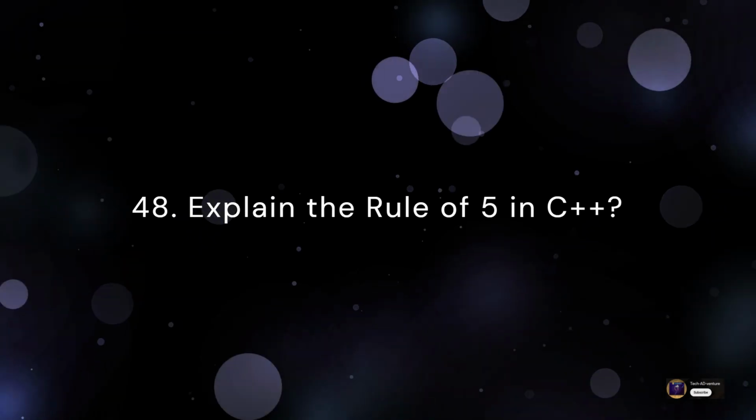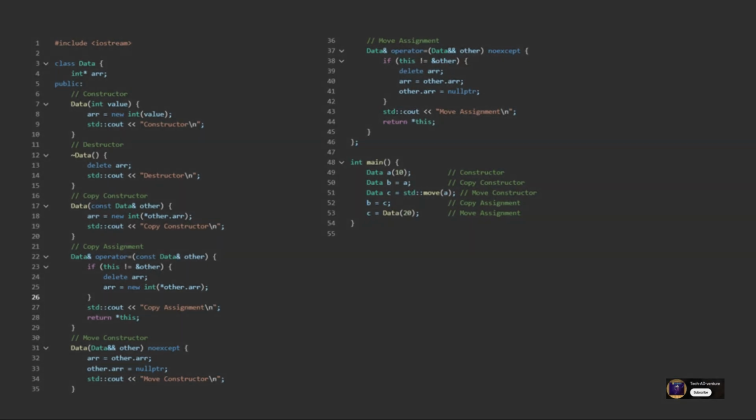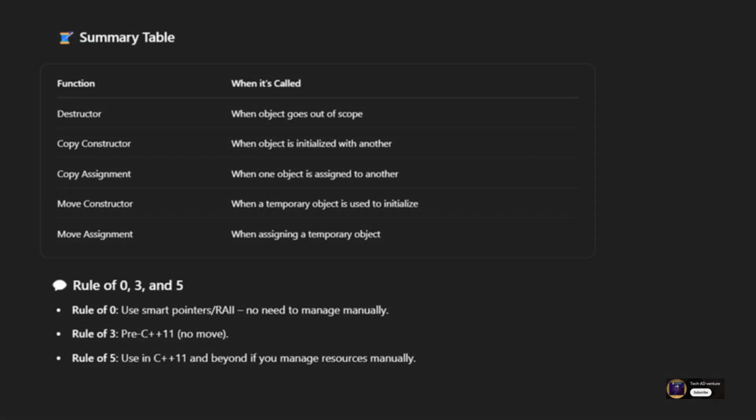48. Explain the rule of 5 in C++. The rule of 5 in C++ says, if your class manages a resource, like dynamic memory, file handles, etc., and you define any one of the following special functions, you should usually define all 5. The 5 special member functions are 1. Destructor. 2. Copy constructor. 3. Copy assignment operator. 4. Move constructor. 5. Move assignment operator. These manage copying, moving, and cleaning up your class's resources. See the summary here.